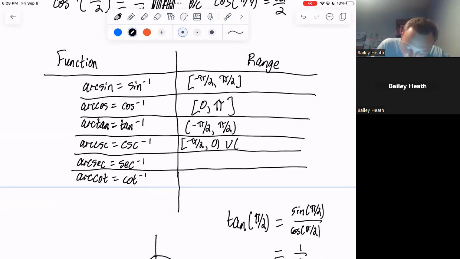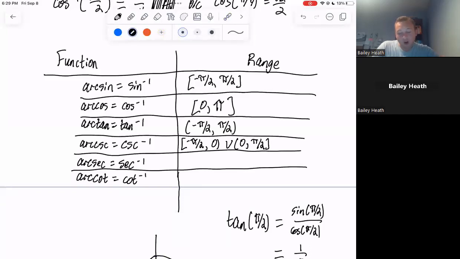Okay, so that's why we're using these unions. If you remember learning interval notation and you thought, when am I ever going to use this? This is one place where you'll use it. The range for arc cosecant or cosecant inverse goes from negative pi over 2 to 0, union 0 to pi over 2, including those pi over 2s and negative pi over 2, but not including 0.